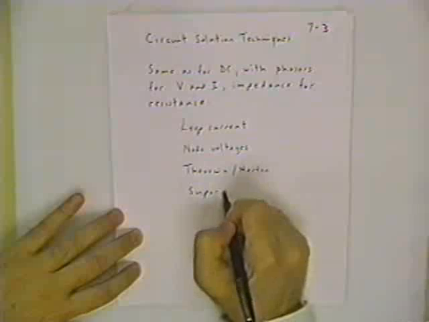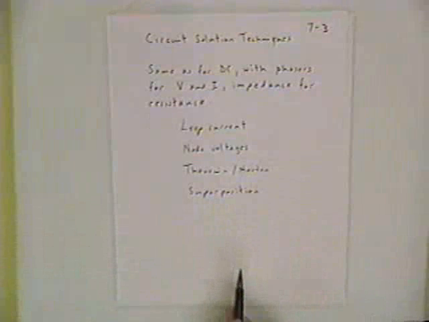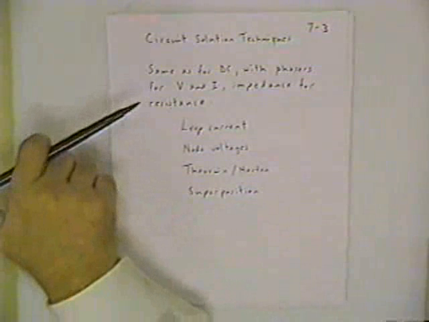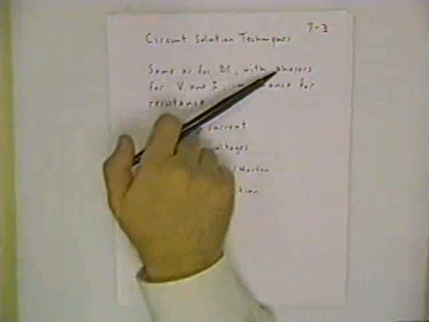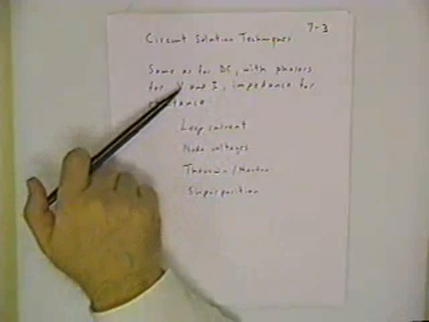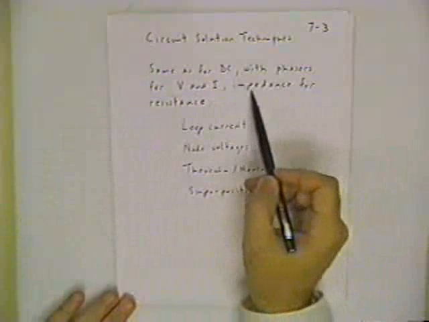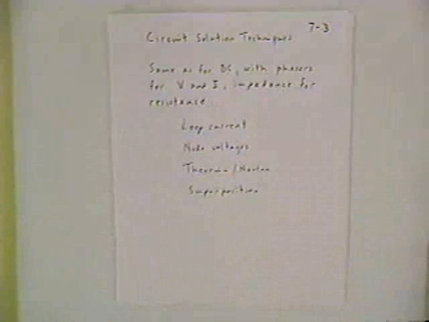Superposition also applies, but again, I remind you that's really not a very practical solution technique. And the others that we talked about, the point here is that as soon as you translate your AC circuit into phasor form for voltage and current sources, and you replace all the components with their equivalent impedance, then you can attack those problems exactly the same way that you attack the DC problems and come up with reliable results.